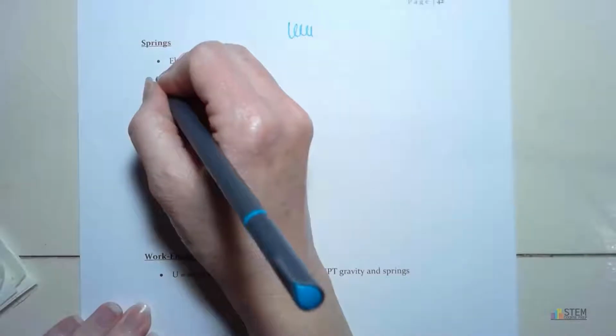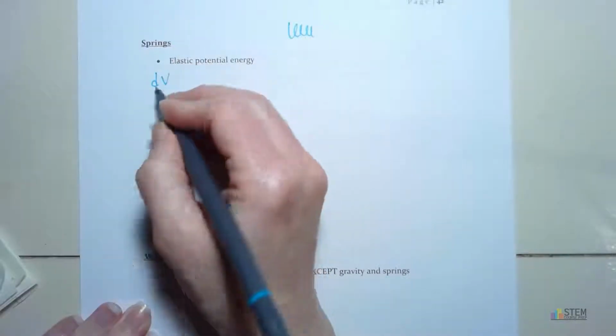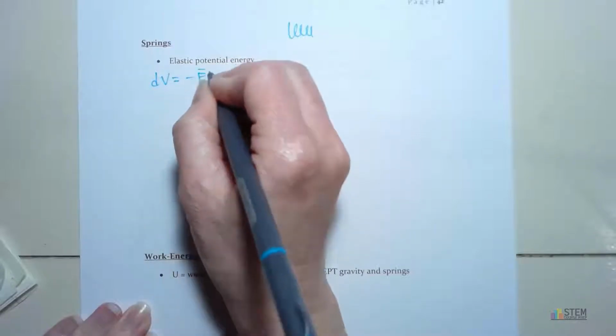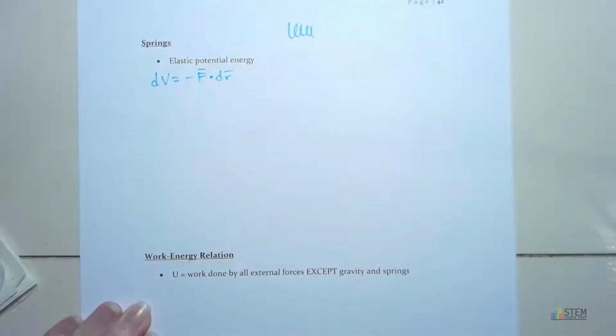So let's derive our equation for this one. We're still going to start off with the dV, remember V is potential energy, equals negative F dotted with dr.